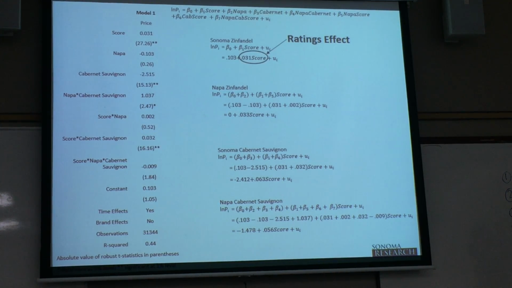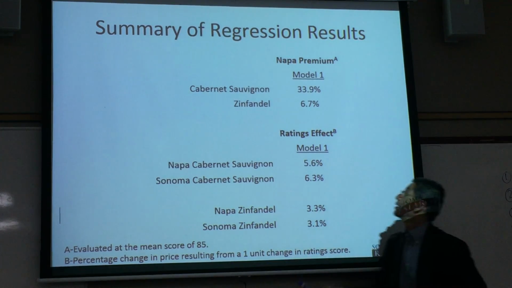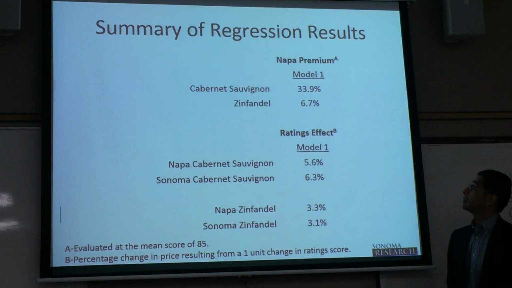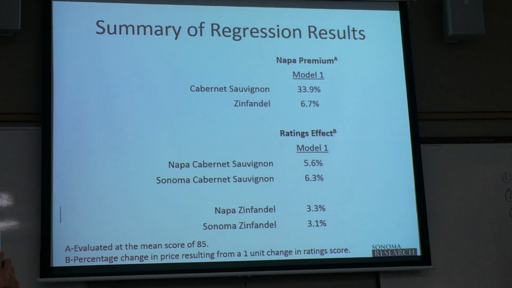No, ratings effect. Ratings effect. Yeah, we already did all this. Napa premium. The vertical distance between those two lines, evaluated at a score of 85, was about 33%. And for Zin, it was 6%, relatively negligible.